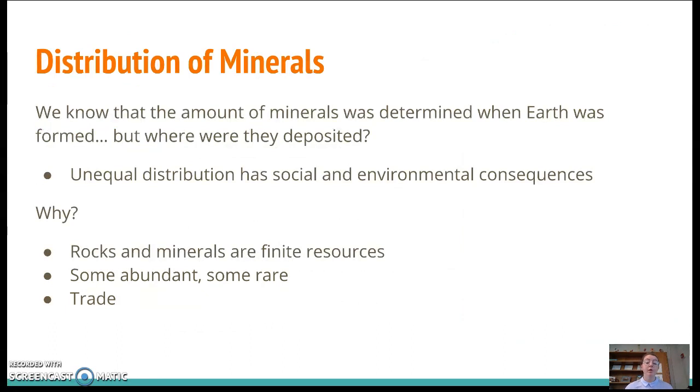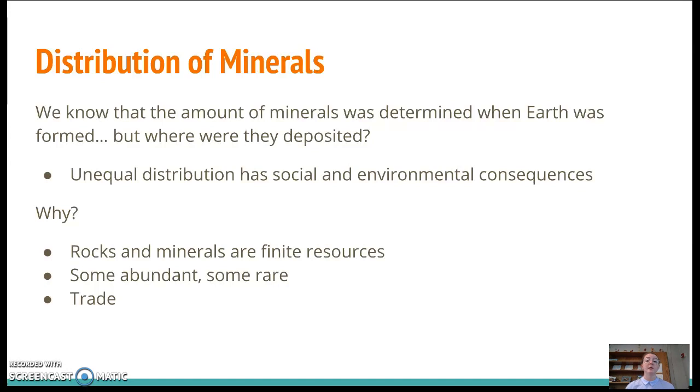So, we know from the beginning of this unit that when Earth was formed, we had a predetermined amount of minerals and rocks and different elements. But what we haven't looked at yet is how those are distributed throughout the Earth. So they're not equally distributed, and that's important. And that's important because it has social and environmental consequences. And when I say social consequences, I mean social more so as socioeconomic consequences.